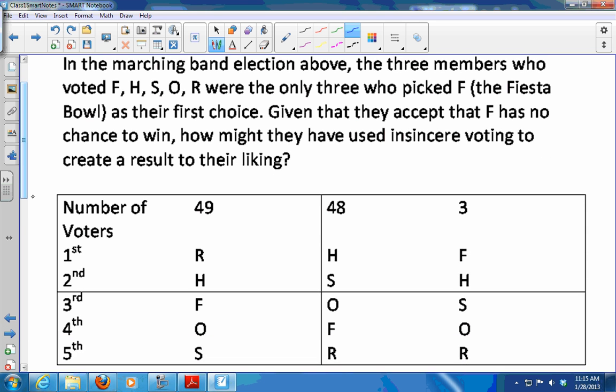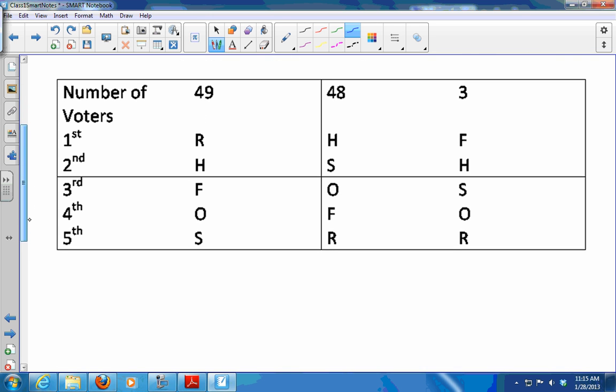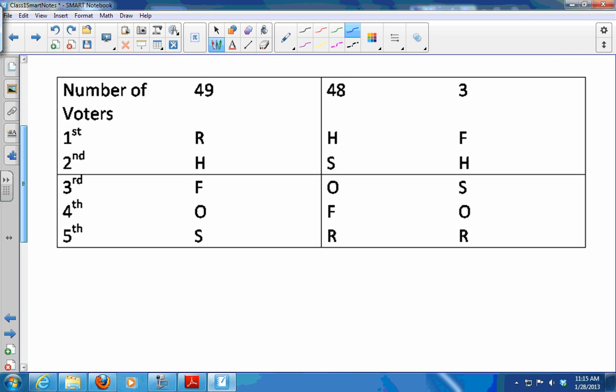So here's the marching band election. These three lone people who really wanted to go to the Fiesta Bowl, let's say they know before the election that nobody else wants to go to the Fiesta Bowl. They know they're the only three people who want that. Given that they know Fiesta's not going to win, how could they create an outcome that they would be okay with?